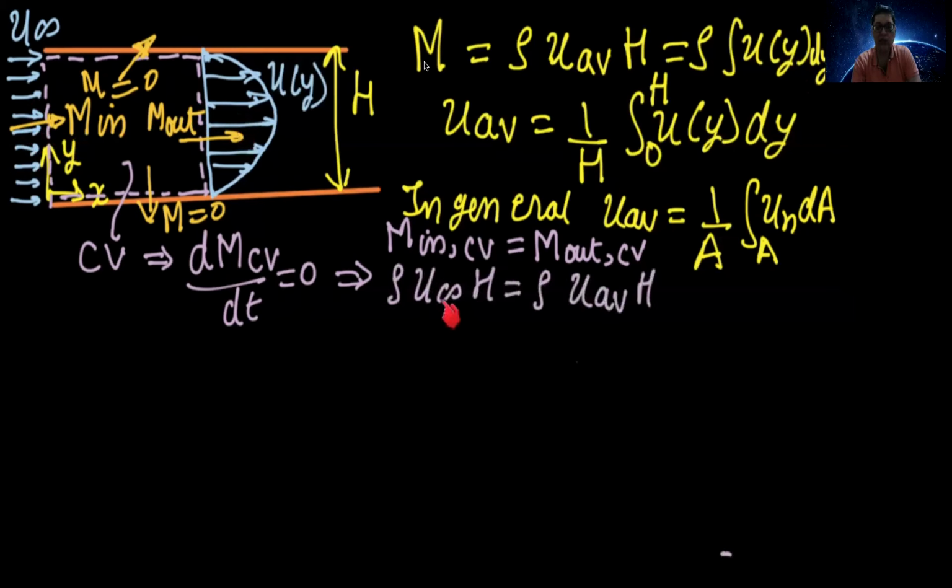So this is the mass flow rate entering, and this is the mass flow rate leaving. So from this you can get an expression. We are considering the fluid as incompressible, so the density is uniform everywhere. So this rho will cancel down, the h will also cancel down, and you will get the average velocity is equal to u infinity.